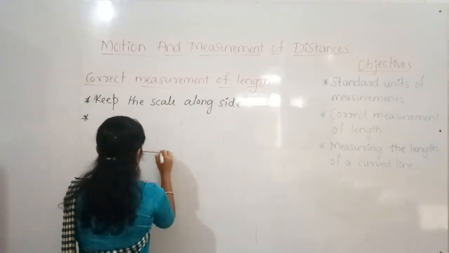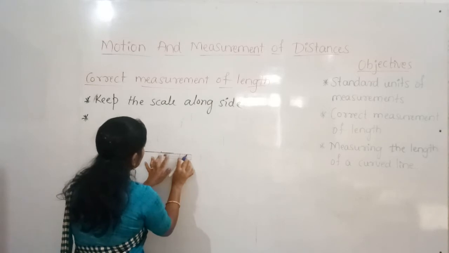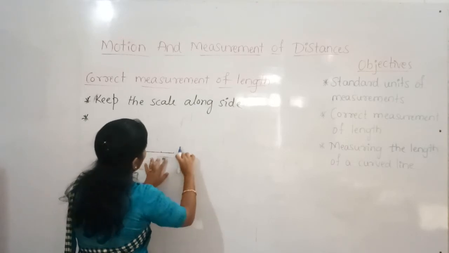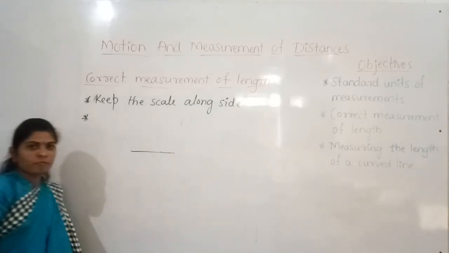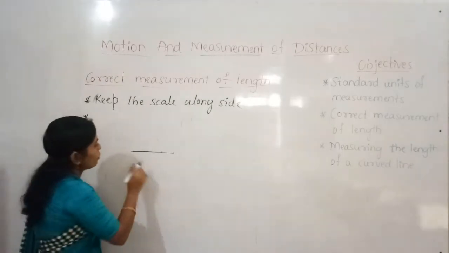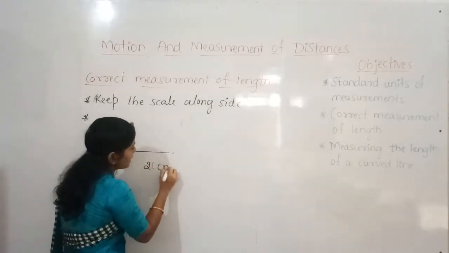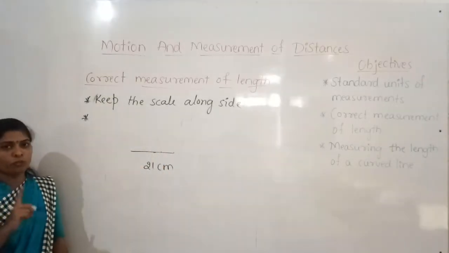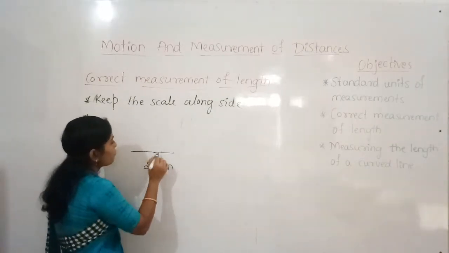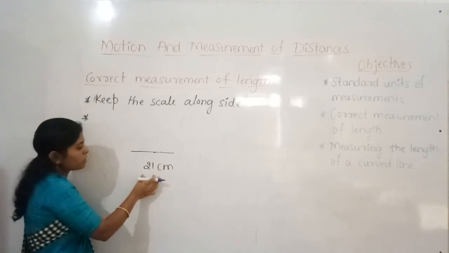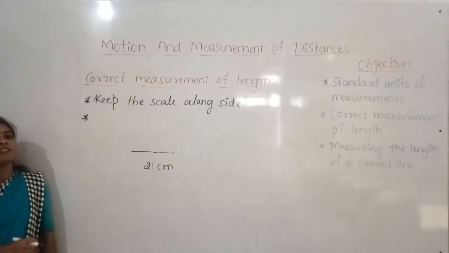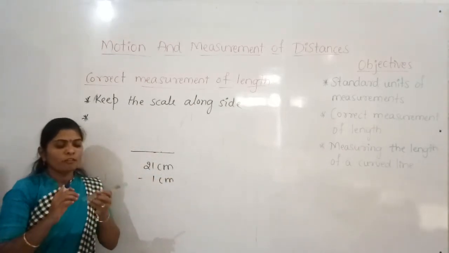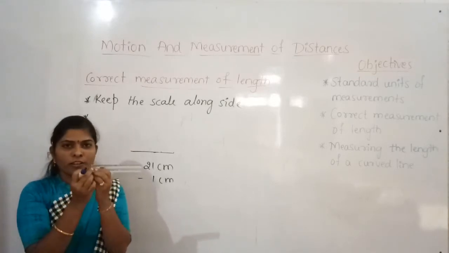So suppose from 1, here it is 15, and then again from here 6 more are there. So 15 plus 6, how much is it? 15 plus 6 is 21. So this line measures 21 centimeter. But initially, where did we start? From the 1. So we should not say this line measures 21 centimeter. We have to subtract that 1 centimeter, because from 0 to 1 we are not marking.